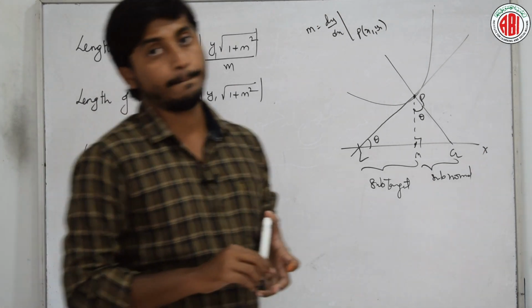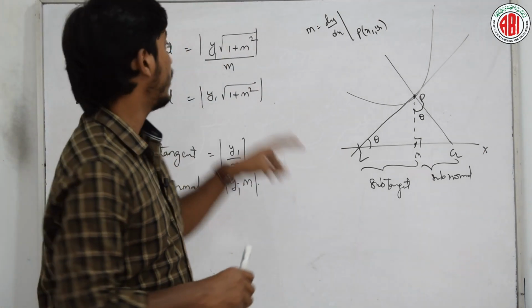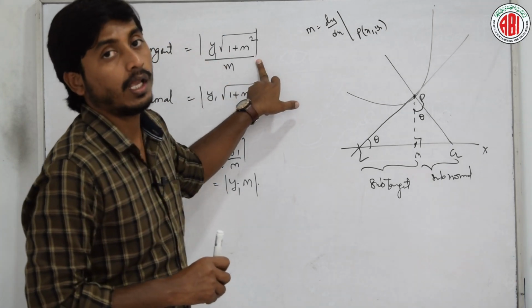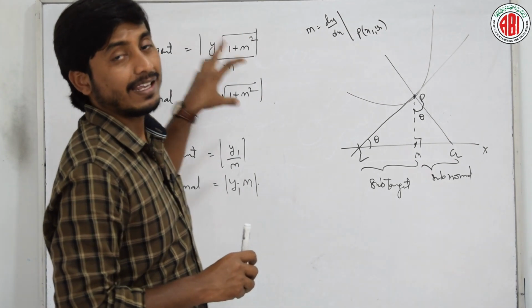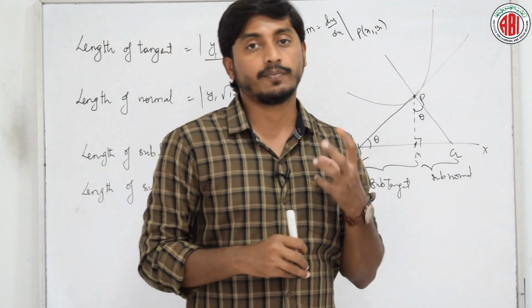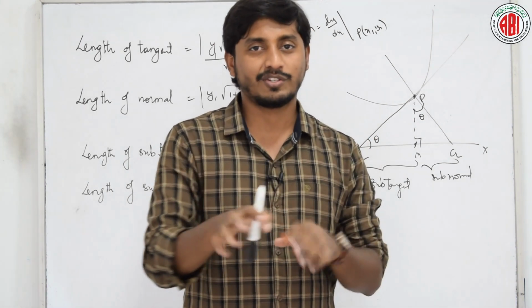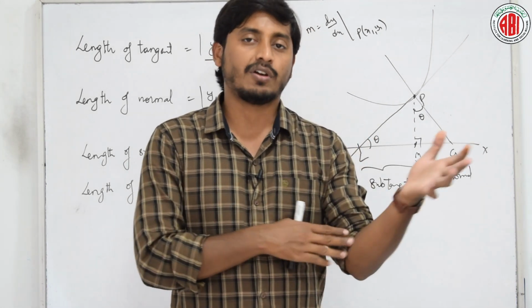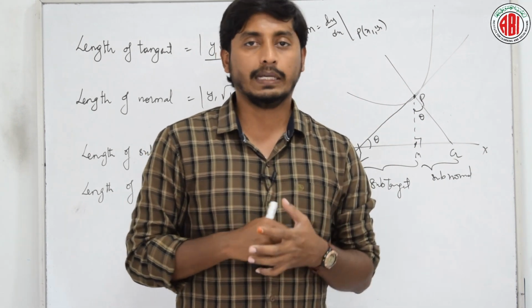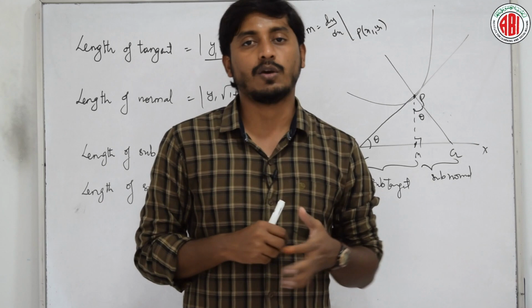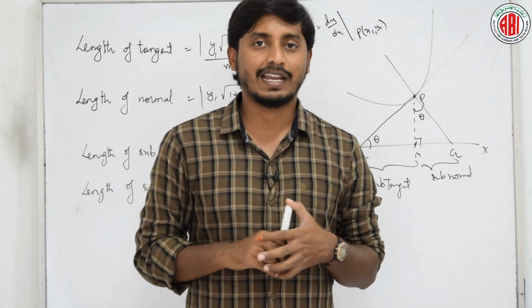y1 into m. Okay, remember, every time I have put this modulus symbol. Why? Because the length should always be positive. Yes or no? We always measure in terms of 1, 2, 3, but not minus 1, minus 2, minus 3, right? Fine. The length is always a positive term. Okay. These are the formulas on which we are going to do problems now. Shall we start? Let's do.